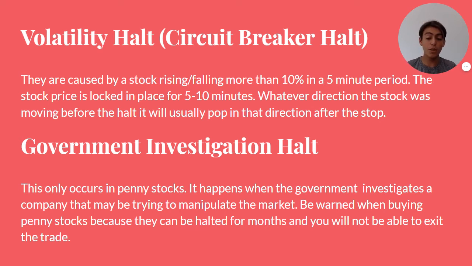Say a stock was moving up really fast, up to $5, and they got stopped. After the halt, it could jump up to $5.50 or even $6. Government investigation halts. This only occurs in penny stocks, so stocks under $1. It happens when the government investigates a company that may be trying to manipulate the market. Be warned when buying penny stocks, because they could be halted for months on end, and you will not be able to exit the trade because no one's going to buy the stock from you.